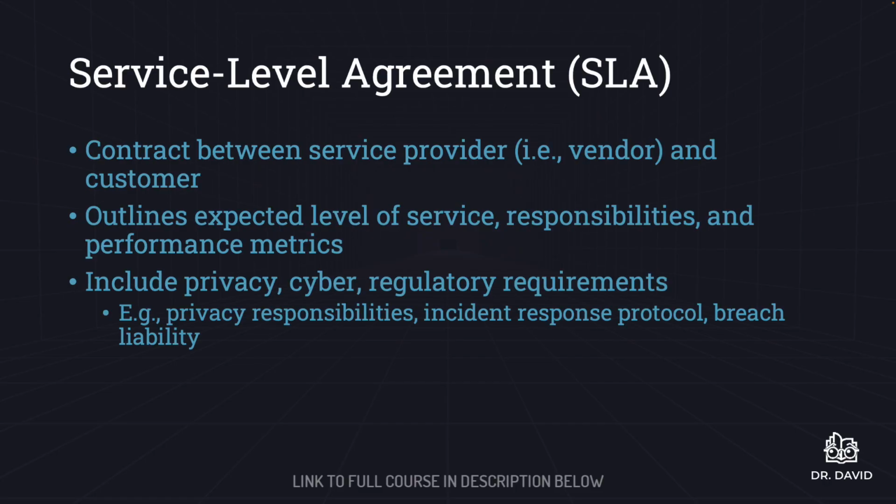Finally, you need to know the term Service Level Agreement, or SLA. This is a contract between the service provider or the vendor and perhaps you, the customer, as an organization. The service level agreement outlines the expected level of service, responsibilities, and performance metrics. The SLA can include privacy, cyber, and regulatory requirements. For example, privacy responsibilities, the incident response protocol that needs to be followed, and should there be a breach, who is ultimately responsible for that breach.